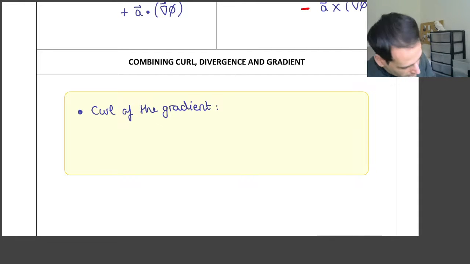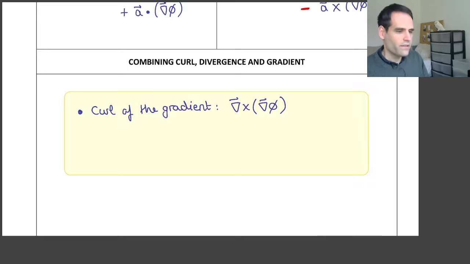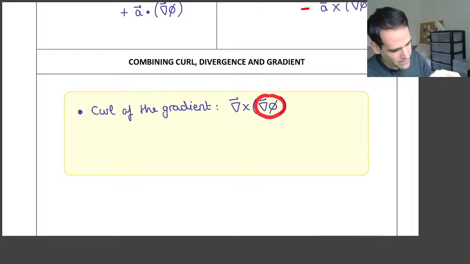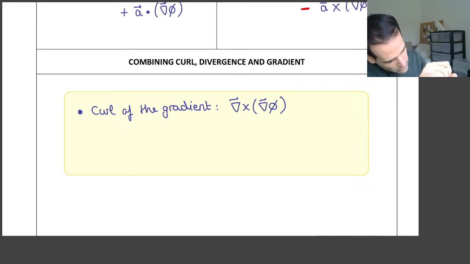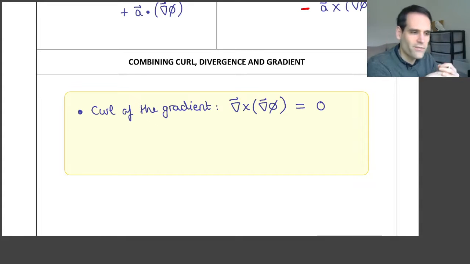So the curl of the gradient is nabla cross the gradient of some scalar field phi. If you try to do this calculation, you write explicitly the derivatives, and then you do the cross product with nabla, and what you get is that this is equal to 0, which is very interesting actually.